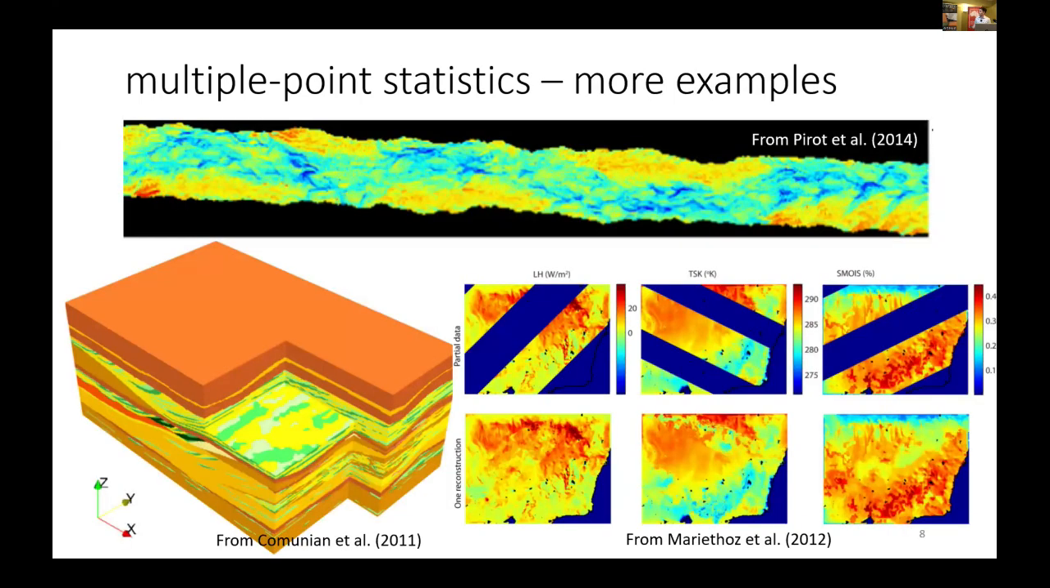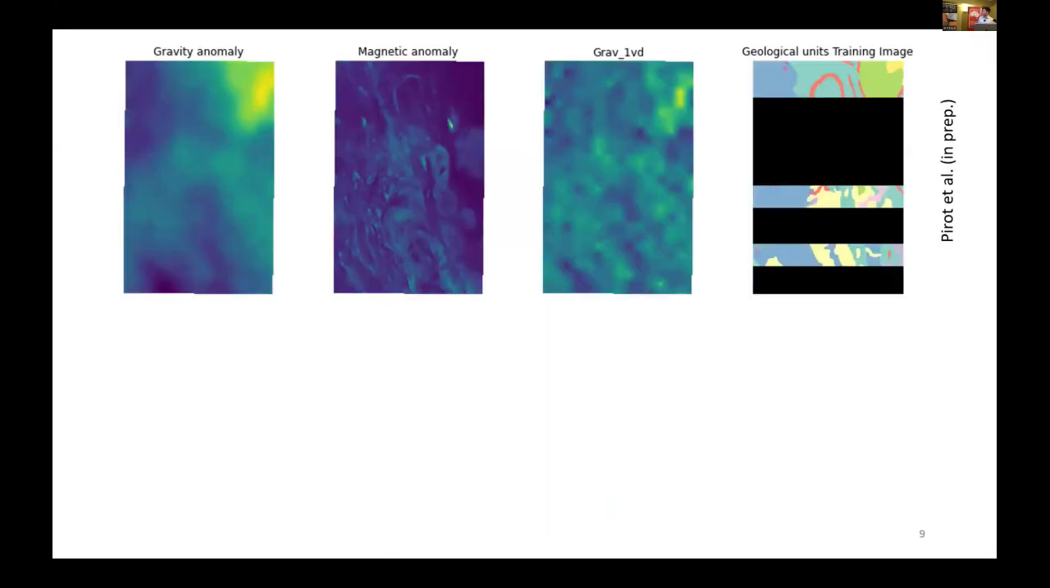So what can you do with multiple point statistics? You can really generate lots of structures and models. You can also complete missing information, possibly. And you can eventually also try to reconstruct geological maps from geophysical data.